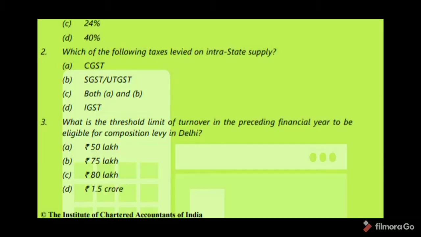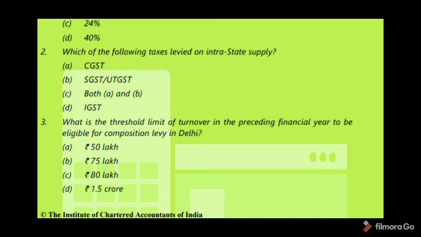Okay? See MCQ number 2. Which of the following taxes is levied on intrastate supply? Tell me. See, CGST, SGST or UTGST. So, here option C is correct.